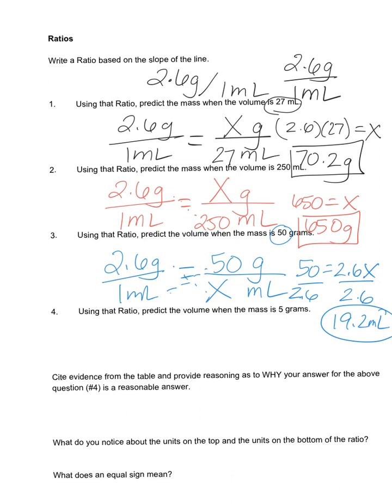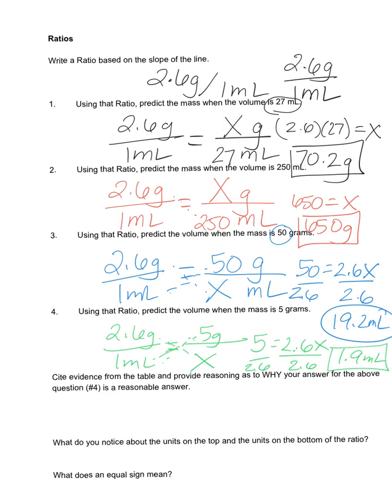For the next one, it says using the ratio, predict the volume when the mass is 5 grams. So I'm going to take 2.6 grams is 1 milliliter. Take 5 grams to x. So I cross multiply, and I get 5 equals 2.6x. Okay, 5 times 1 is 5. 2.6 times x is 2.6x. I divide both sides by 2.6, and I get 1.9 milliliters. So that's how I go about solving these problems.